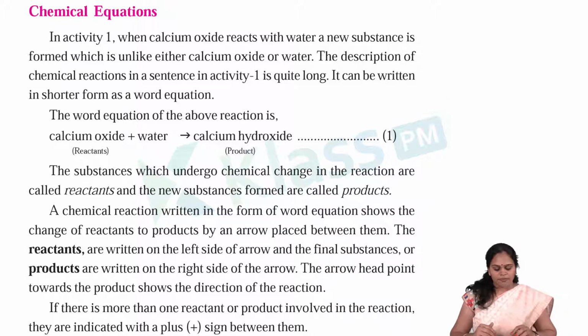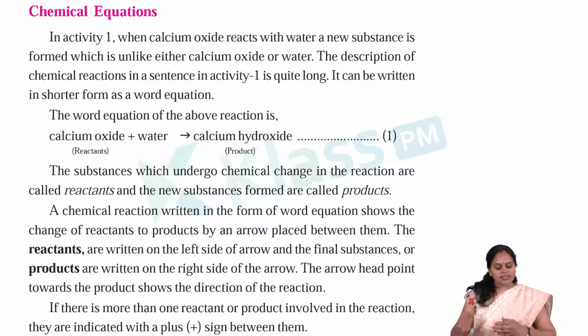In the first activity, when calcium oxide reacts with water, a new substance is formed, which is unlike either calcium oxide or water. The description of the chemical reaction in the sentence in activity 1 is quite long. So it can be written in a shorter form as a word equation. The word equation can be written like this: calcium oxide plus water gives calcium hydroxide.